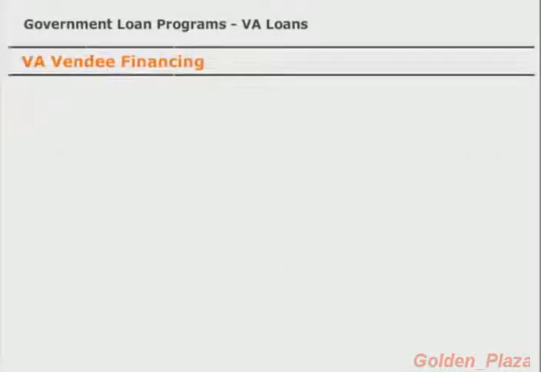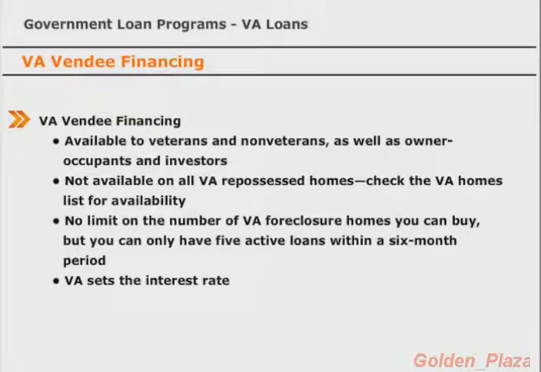Unlike VA loans, which are guaranteed by the VA and are only granted to U.S. veterans and their spouses, VA Vendee financing is available to veterans and non-veterans as well as owner-occupants and investors to buy VA home foreclosures. Under this program, the VA sells Vendee financing loans to national lenders. VA Vendee financing is not available on all VA repossessed homes, so check the VA home list for the availability of VA Vendee financing on a particular VA home foreclosure.